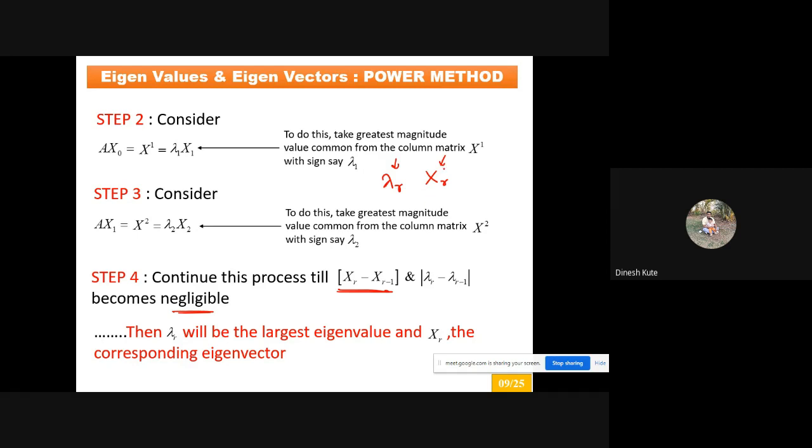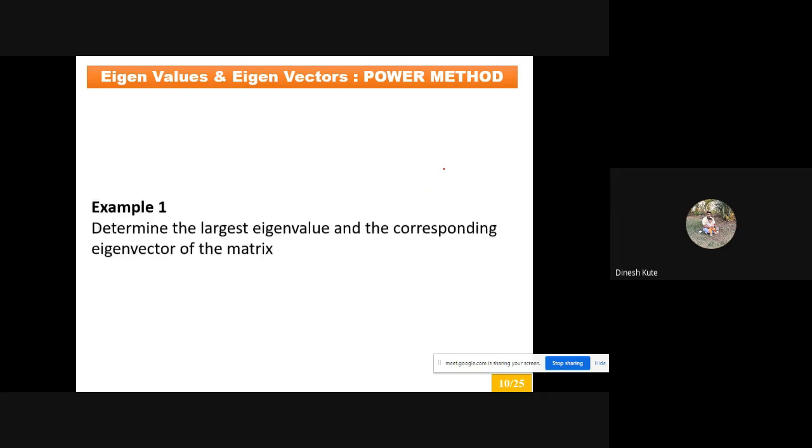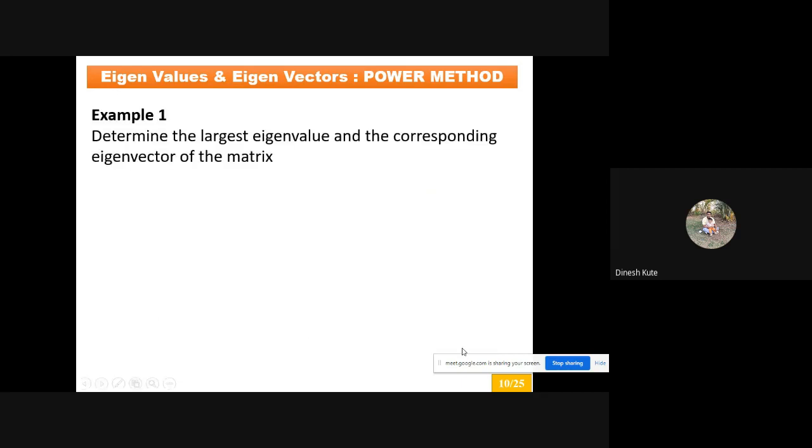Okay, so the process is very simple. You have to just start with the initial eigenvector, then multiply with the given matrix again and again. That is our process. I will explain this whole process with one simple example, and then we'll take some doubts on this method.